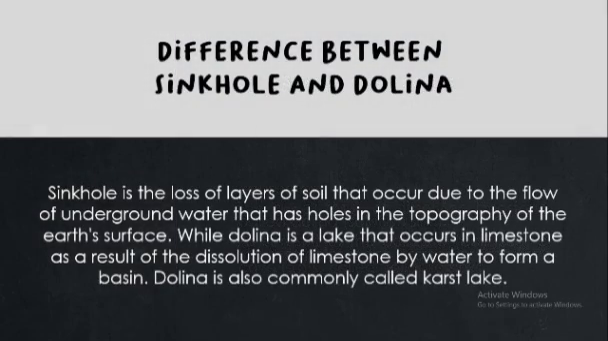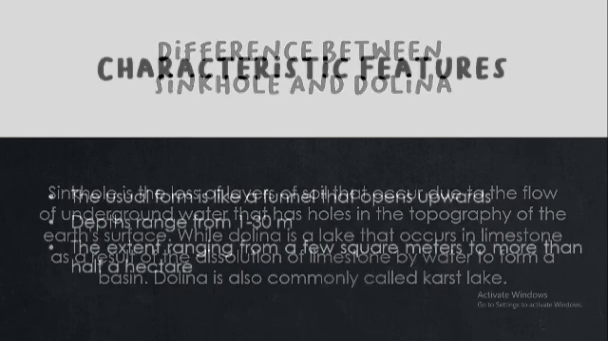Difference between sinkhole and dolina. A sinkhole is the loss of a layer of soil that occurs due to the flow of underground water, which shows in the topography of the earth's surface, while a dolina is a lake that occurs in limestone as a result of the dissolution of limestone by water to form a basin. Dolina is also commonly called a karst lake.